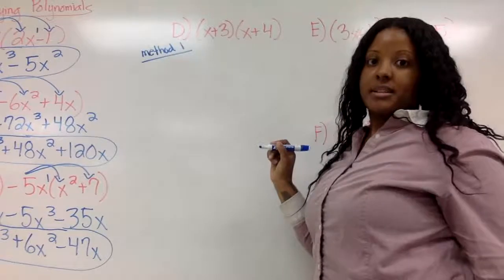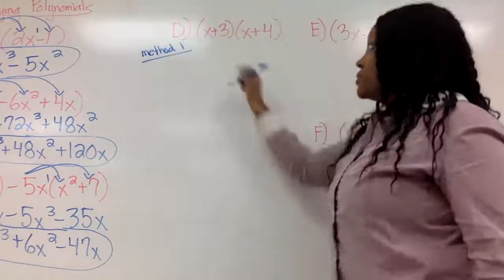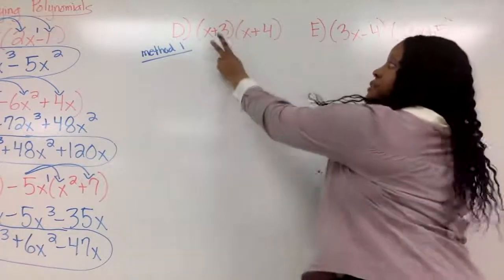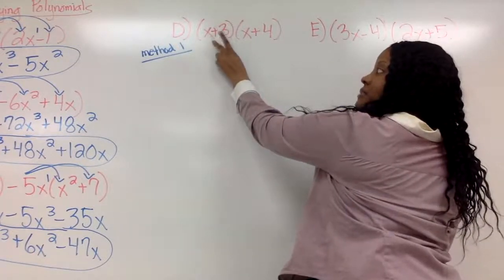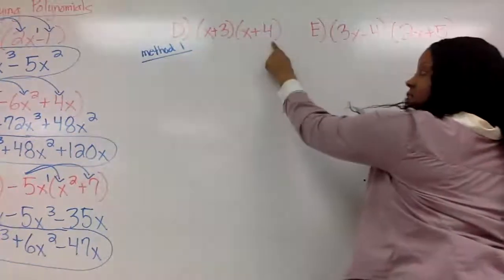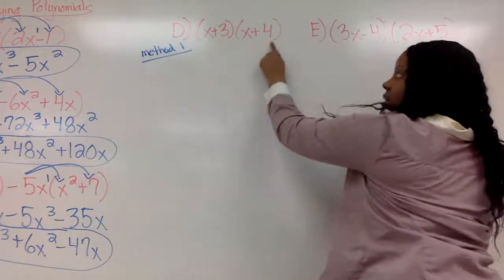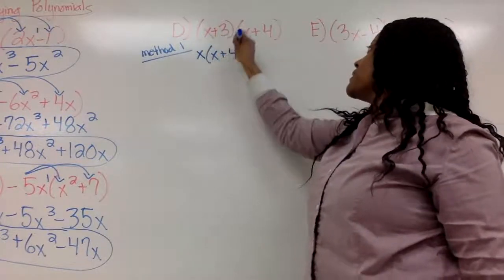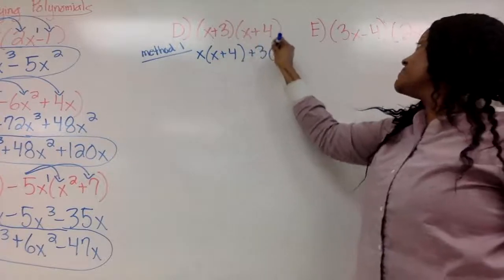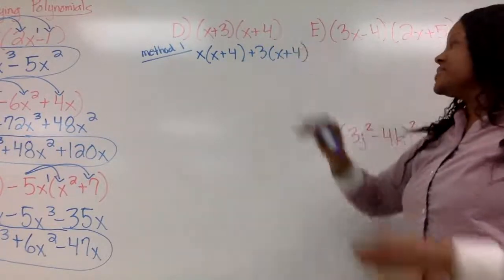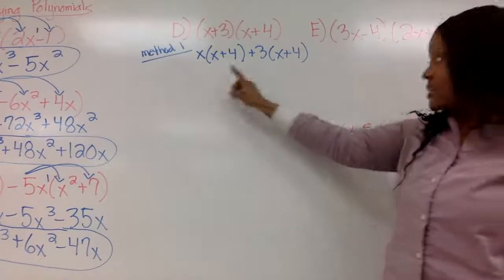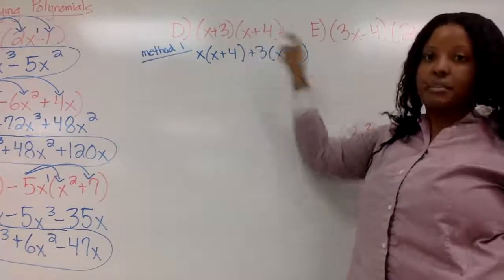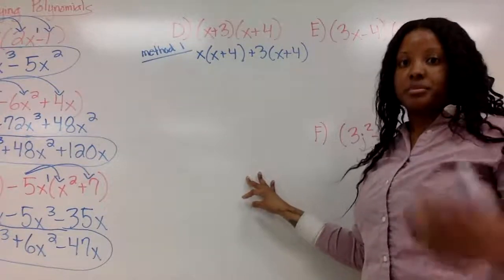Okay, so method 1 is going to be the distributive property. So when you do the distributive property, if we're multiplying x plus 3 times x plus 4, you break up your first polynomial, and it's going to be x times x plus 4, and 3 times x plus 4. Make sure you take the sign that's in the middle here. So x times this second polynomial, and then 3 times this second polynomial. So this is us doing the distributive property.